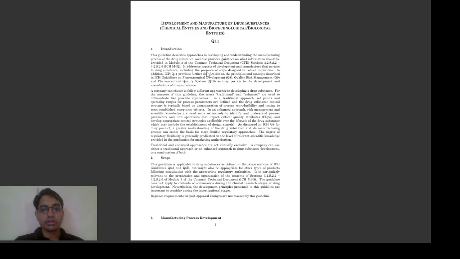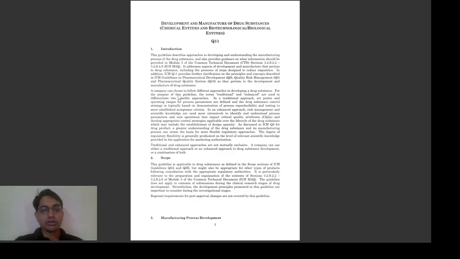to reduce impurities. In addition, ICH Q11 provides further clarification on principles and concepts described in the ICH guidelines on pharmaceutical development, that is ICH Q8, then quality risk management, ICH Q9, then pharmaceutical quality system, that is Q10, as they pertain to development and manufacturing of drug substance.